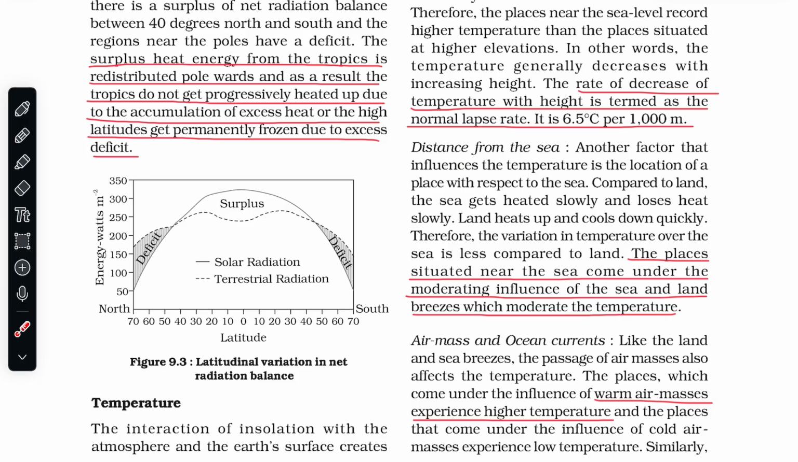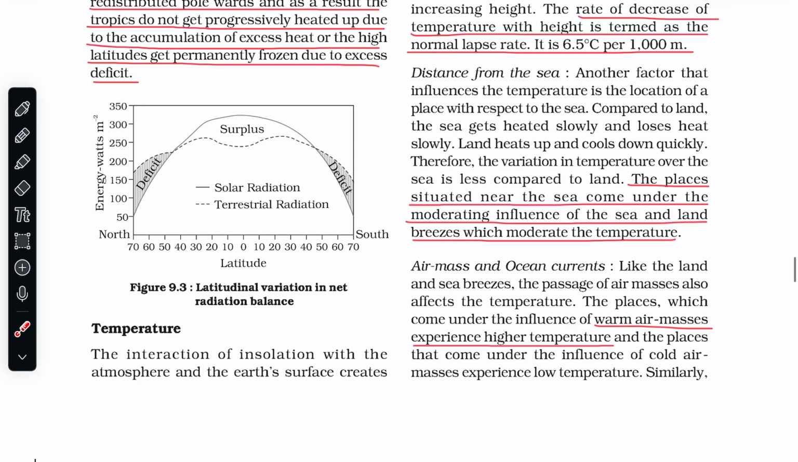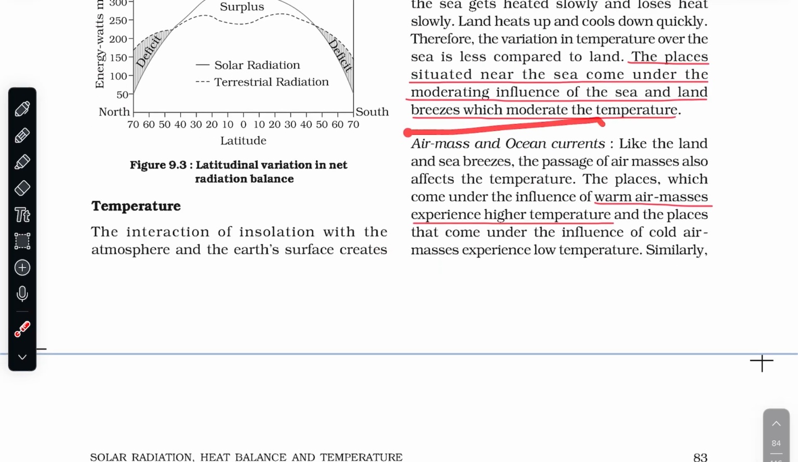The places situated near the sea come under the moderating influence of the sea and land breezes, which moderate the temperature. The temperature is never too hot or too cold. So there is a moderating influence of the sea and the land breezes, never going into the extreme sides. Next, the air mass and the ocean currents.